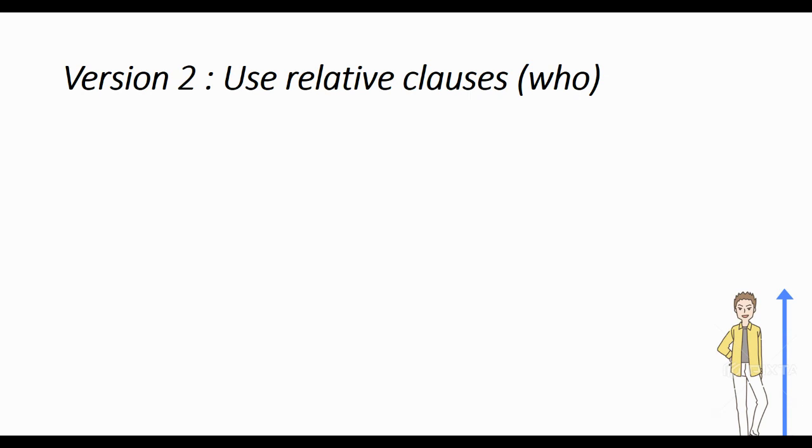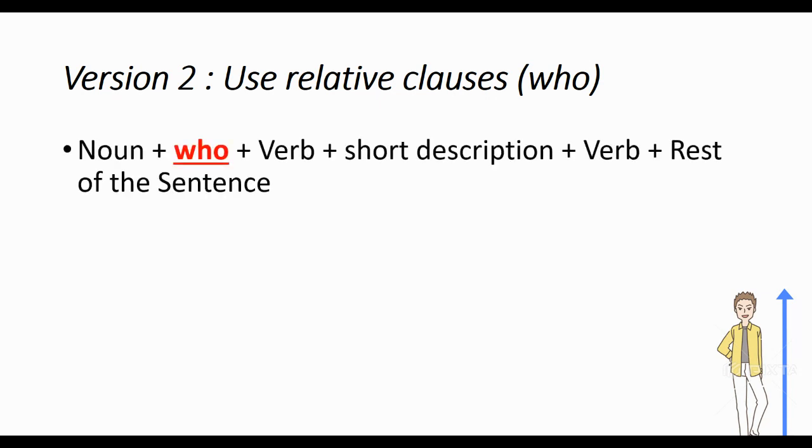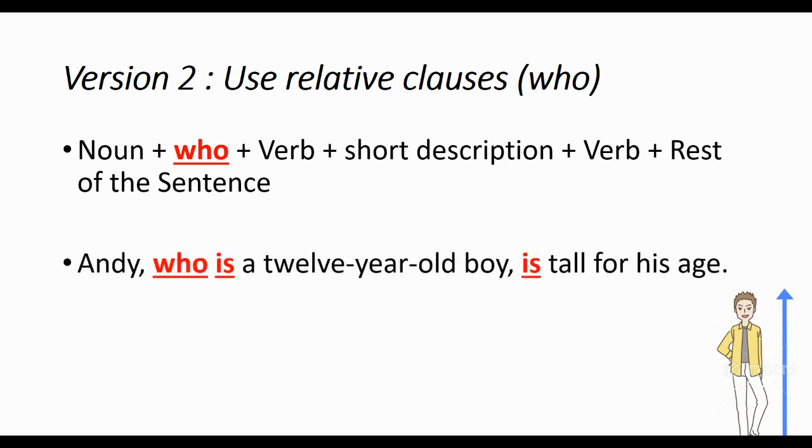I'm going to show you a second version. And in this version, I still use the same two sentences that were shared with you earlier, but I use the relative clause who. So how do I use the word who? Same thing, I need a noun, followed by the word who, followed by verb, short description, another verb, and the rest of the sentence follows. This time round, I will say Andy, comma, who, this is my noun, Andy, who, and the verb is. The short description of Andy is a 12-year-old boy. And I add in another verb, is, followed by the rest of the sentence, which is tall for his age.